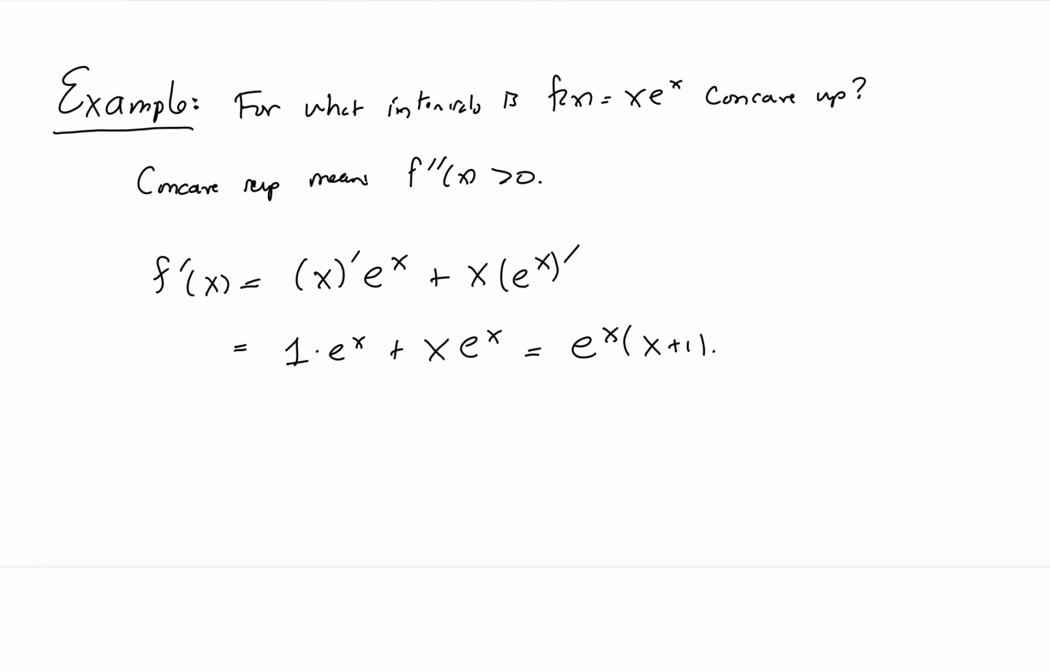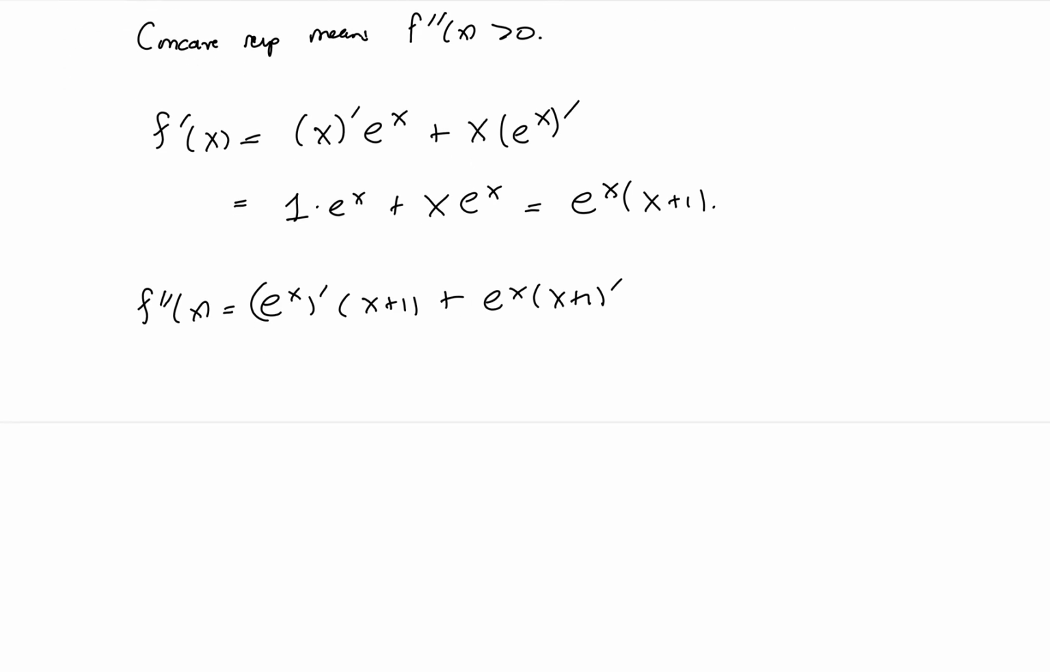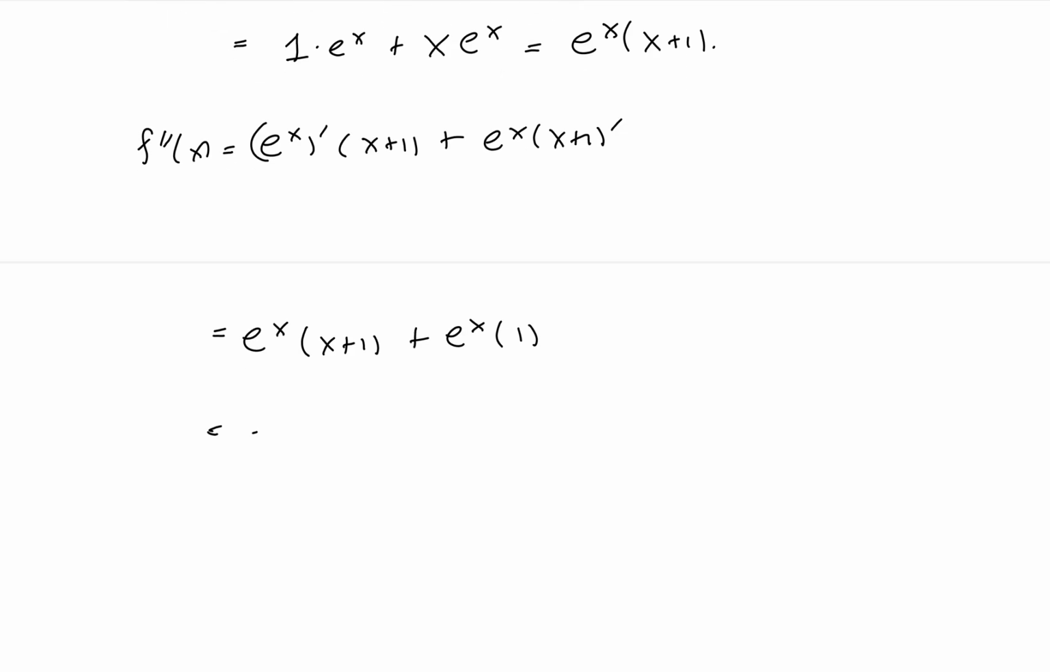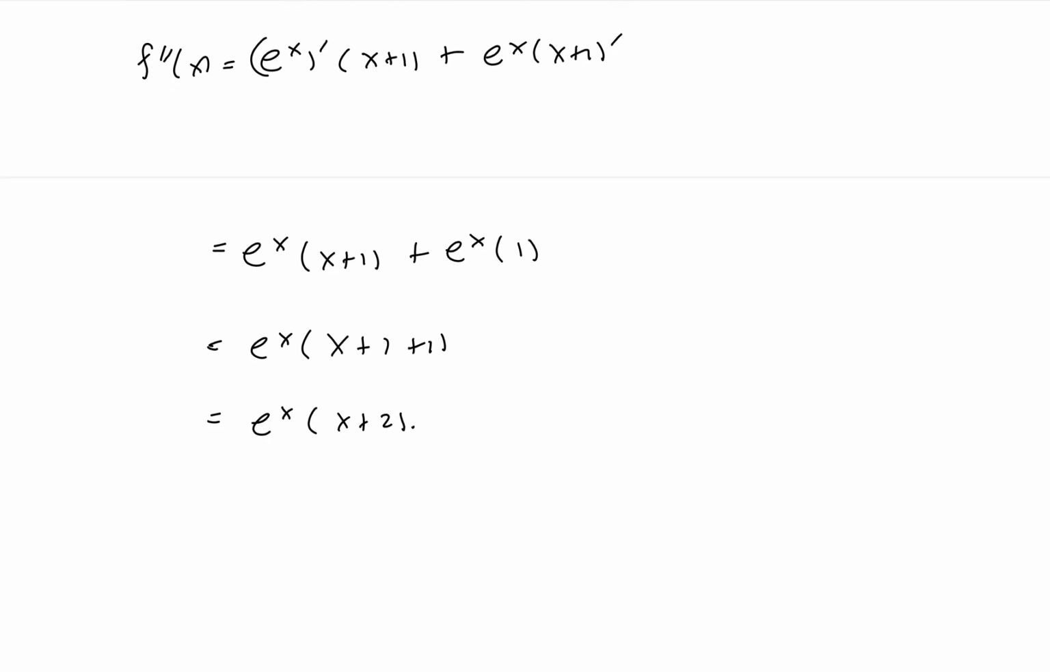And now we need the second derivative, so same process. Derivative of the first function times the second. Notice it doesn't matter which order we write the function for this. And so this is e to the x times x plus 1 plus e to the x times 1. So this is e to the x times x plus 1 plus 1, which is e to the x times x plus 2. So that gives us our second derivative.